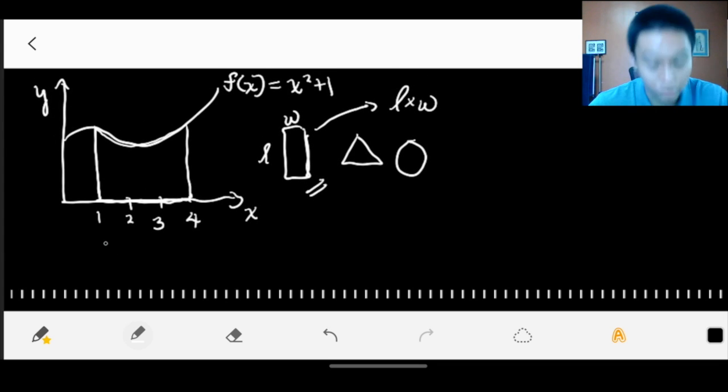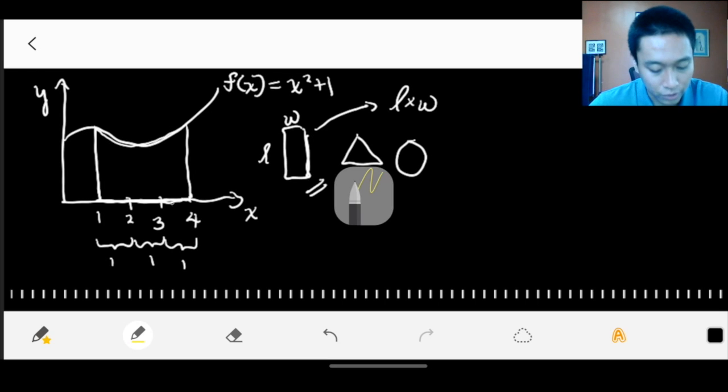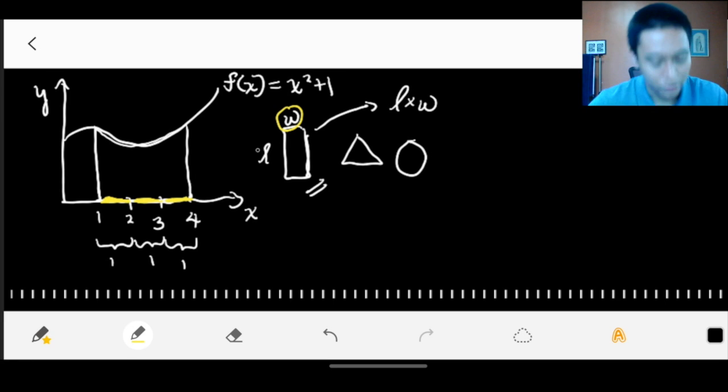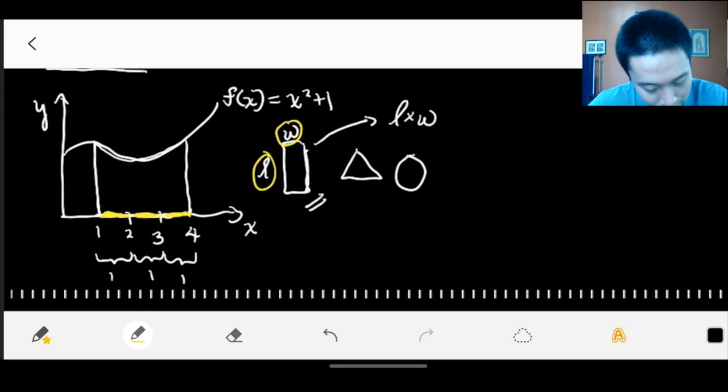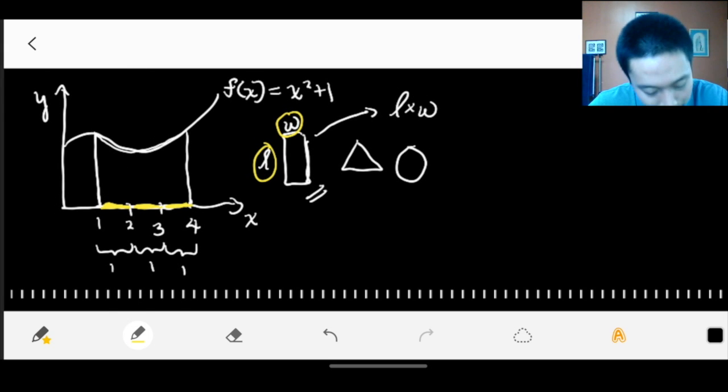So the first step is to divide your domain here of 1 to 4 into equal intervals. So for our example, we'll select an equal interval of 1. As you can see, there are 3 ones between 1 to 4. So we'll be dividing that into 3 rectangles. Let me highlight that. So that's the width of the first rectangle, that's the width of the second rectangle, and that's the width of the third rectangle. Next is the height.